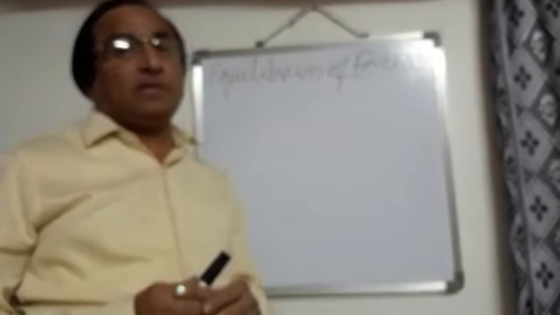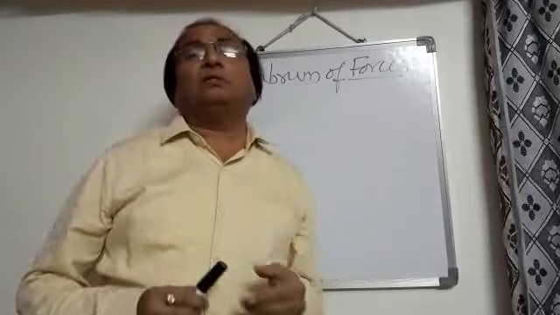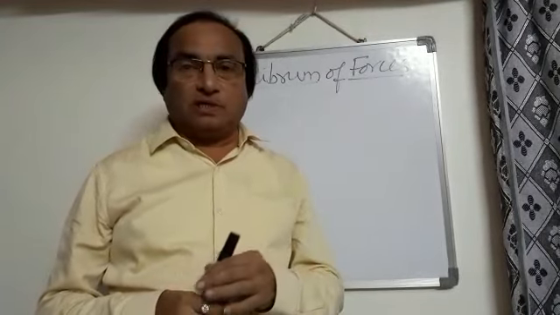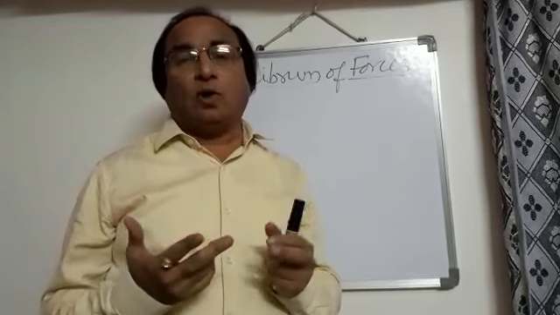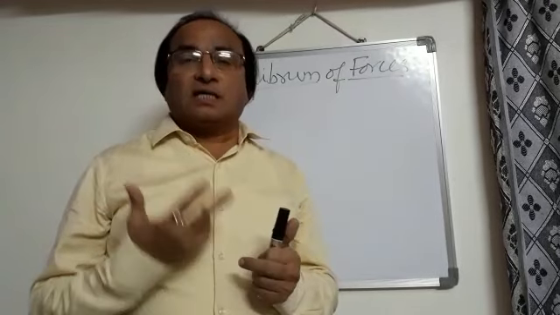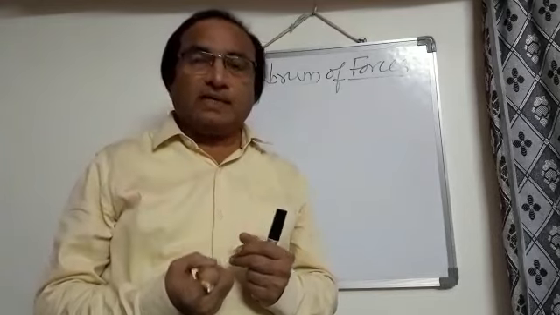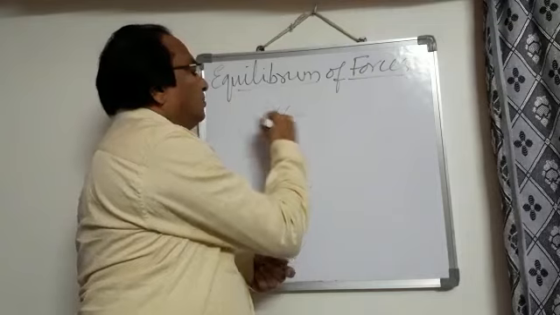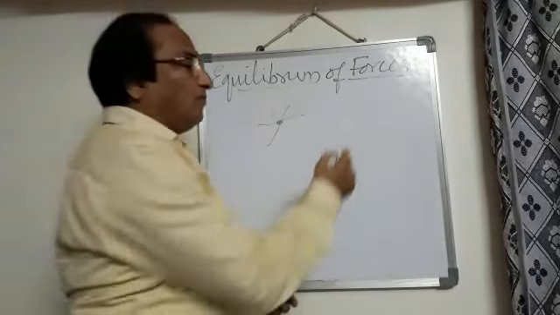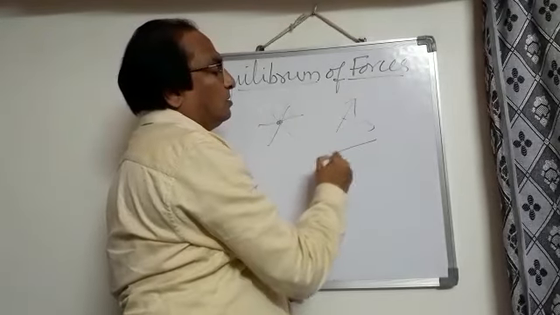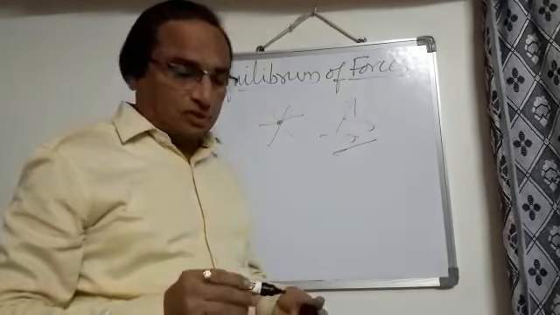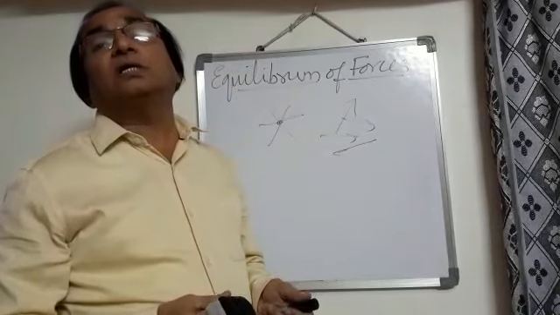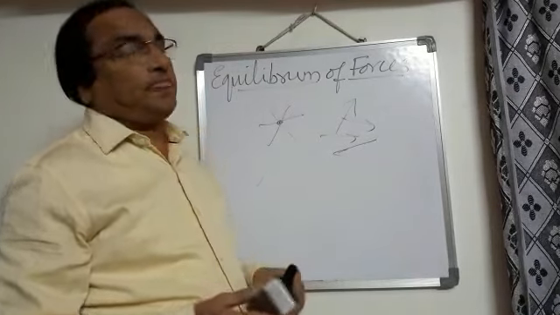Before going to this topic, I would like to just review what are the things you have learned till now. So you have studied two systems of forces, concurrent force system and non-concurrent force system. In concurrent force system, all forces are meeting at a point, and in non-concurrent all forces are not meeting at a point. So these are the non-concurrent force system. In both the cases, what you have done is you have found out the resultant of the system of forces.